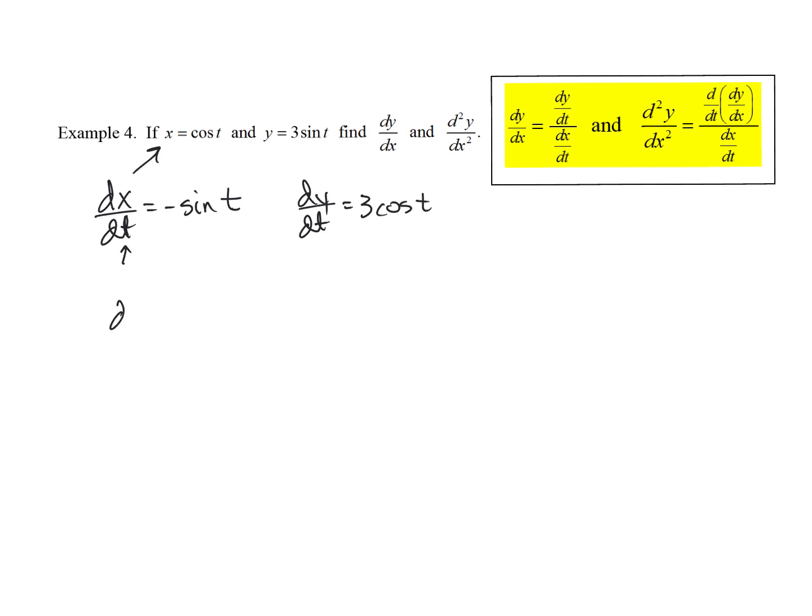So our dy/dx is going to be dy/dt over dx/dt. Can that simplify? What's cosine over sine? Yeah, this is negative 3 cotangent of t. That's dy/dx. Okay, so we have the first one there.